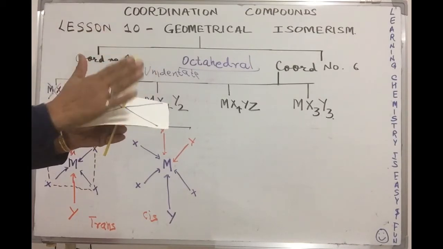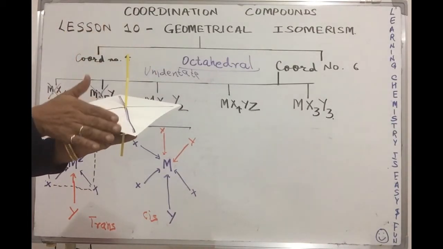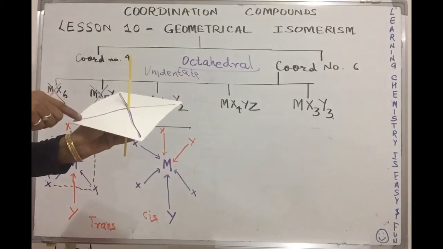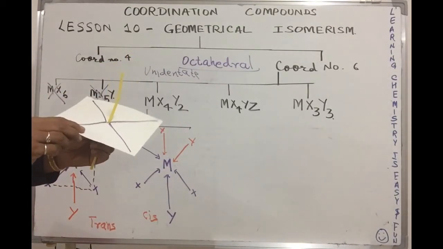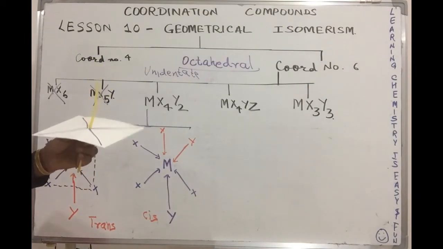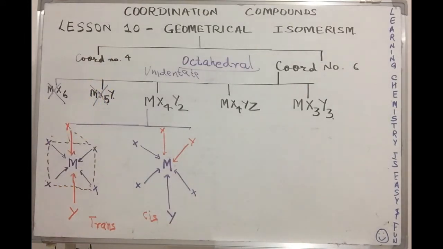So this becomes one face. This becomes another triangular face. This becomes the third face, the fourth face, and so on. You must be wondering why I'm talking about it. You'll understand when we come to next.